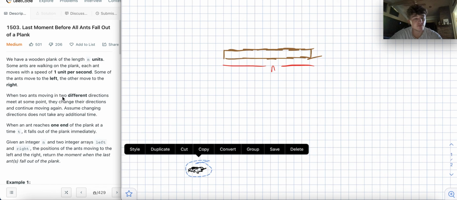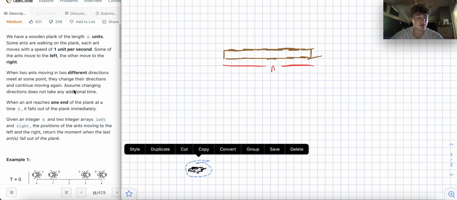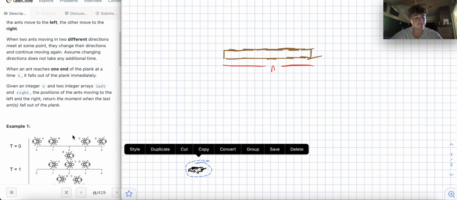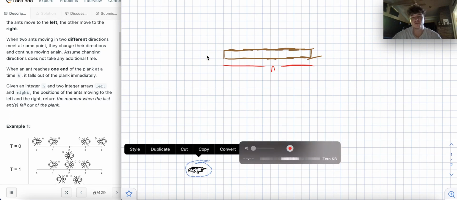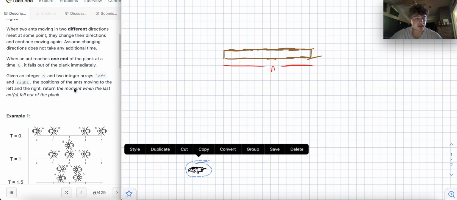When two ants are moving in two different directions, meeting at some point, they change their directions and continue moving again, assuming changing directions does not take any additional time, okay? When an ant reaches one end of a plank at time t, it falls off the plank immediately. Like I said, if an ant's here and it starts moving, it could fall off the plank and sayonara. Given an integer n and two integer arrays left and right, the positions of the ants moving to the left and the right, return the moment when the last ant falls off the plank.